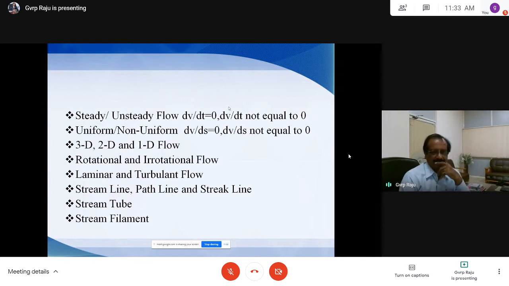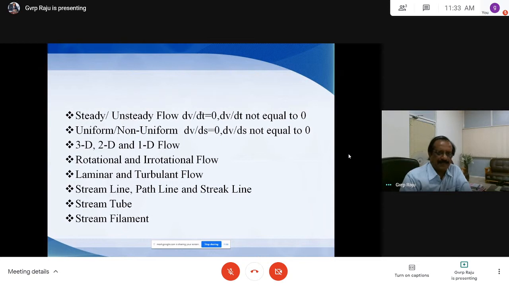So the change of velocity by time. Suppose you take a steady flow, where all the fluid properties do not change with time, you can say it is steady flow. Suppose you take velocity, just as an example, and if v is constant with time, then dv by dt is 0. As the velocity is not changing with time, dv by dt is equal to 0. So any property with reference to time, its derivative is 0, that is steady flow.